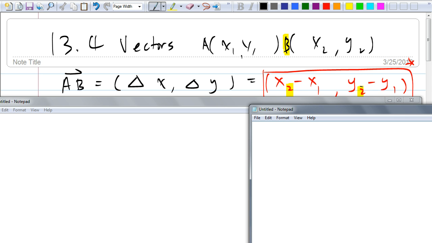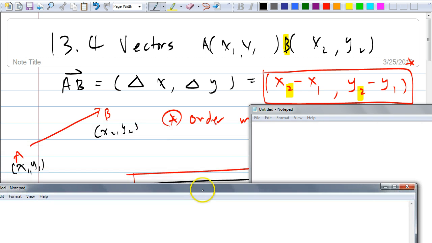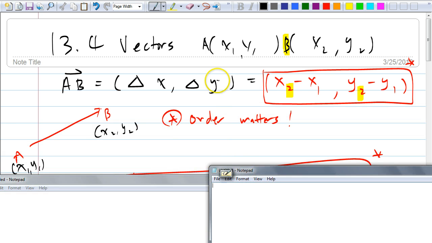Change in x will be x sub 2 minus x sub 1, comma, y sub 2 minus y sub 1. And again, unlike slope, does the order matter? Yes, it does. It matters big time. So if you're going from A to B, you have to do x sub 2 because x sub 2 is the point that you're going to. A is the starting point and B is where you're going to, correct? So you start with the end point minus the starting point. If you don't do it this way, that's why I highlighted 2 here, it's wrong. Does that make sense?